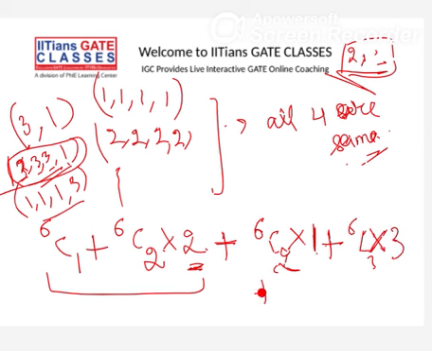Correct? Now the last one is when all four are different. That means 1, 2, 3, 4, 2, 3, 4, 5, something like this. So what you do is, for that you select four numbers out of 6 and then just place them. Each will be assigned count 1.